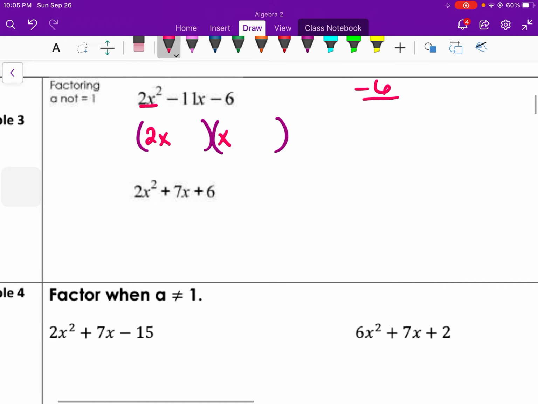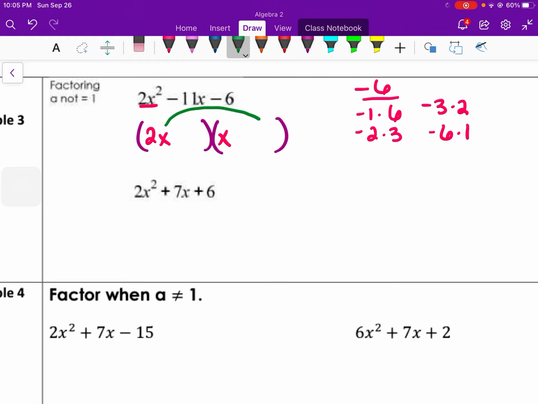You need the end to equal negative 6. So to get negative 6, you can either have a negative 1 times a 6, a negative 2 times a 3, you can have a negative 3 times a 2, or you can have a negative 6 times a 1. And you need to make it add up to negative 11 in the middle. So you just kind of have to think ahead and say, I'm going to be multiplying the 2 times this spot and the 1 times this spot. So how am I going to make 11 using these numbers?